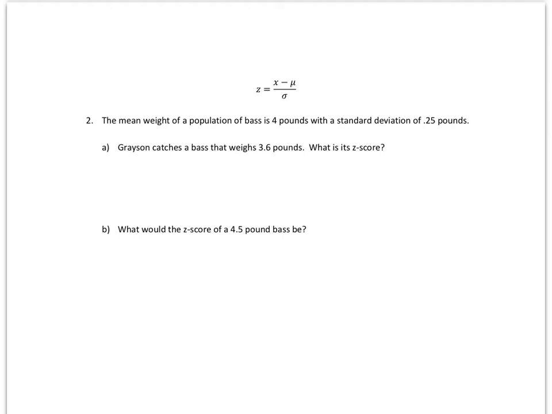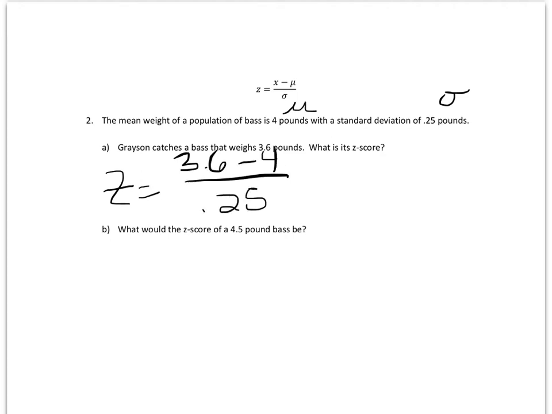Okay, so reading the problem, we have a mean weight of 4 pounds, so that's our mu, and our standard deviation of 0.25, so that's our sigma. So for part A, z is, let's see, the bass weighs 3.6 pounds, so that's our data point, minus our mean, divided by our standard deviation. 3.6 minus 4 gives us negative 0.4 at the top. And when we divide, we get negative 1.6. So this makes sense because our bass was less than our mean, which means we'll end up with a negative z-score, negative standard deviations.